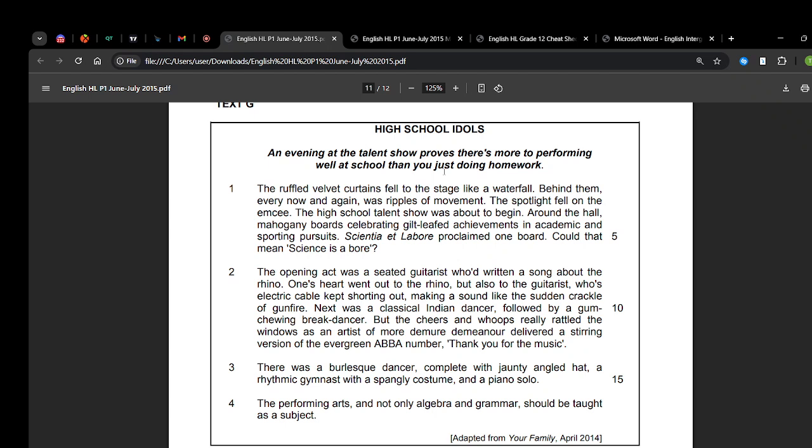What's the fourth word in paragraph 3? Paragraph three, fourth word. Which one? Is it mahogany? Paragraph 3, okay, the fourth word: burlesque. So you're asking what burlesque means. Yes. Okay, let me read the sentence. There was a burlesque dancer, complete with jaunty angled hat, a rhythmic gymnast with a spangly costume, and a piano solo.